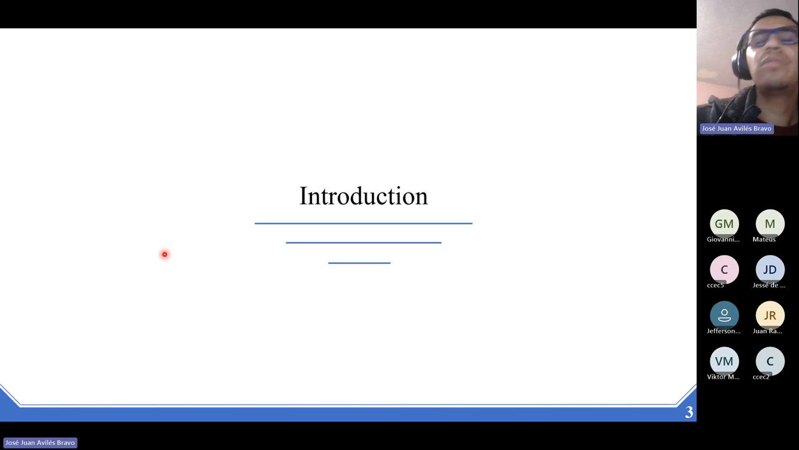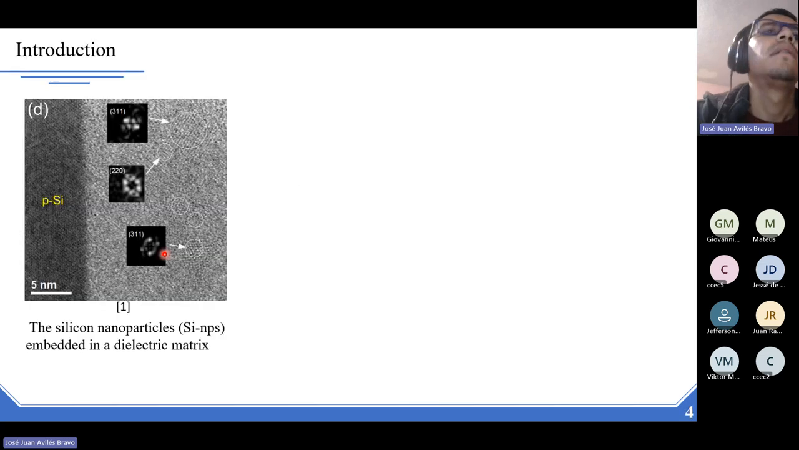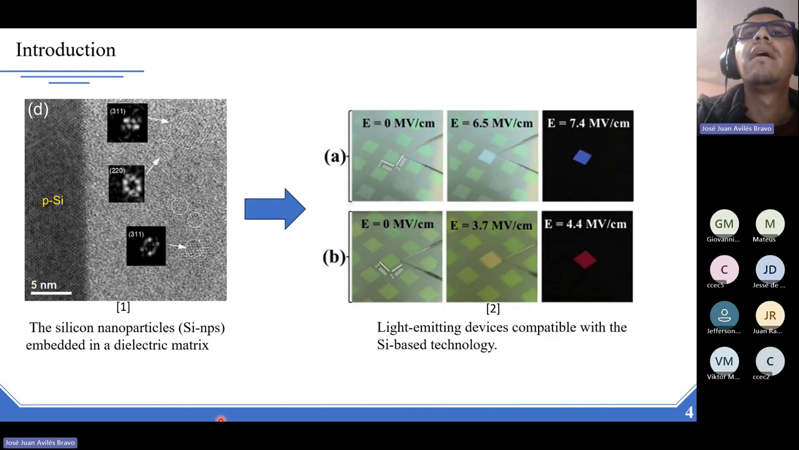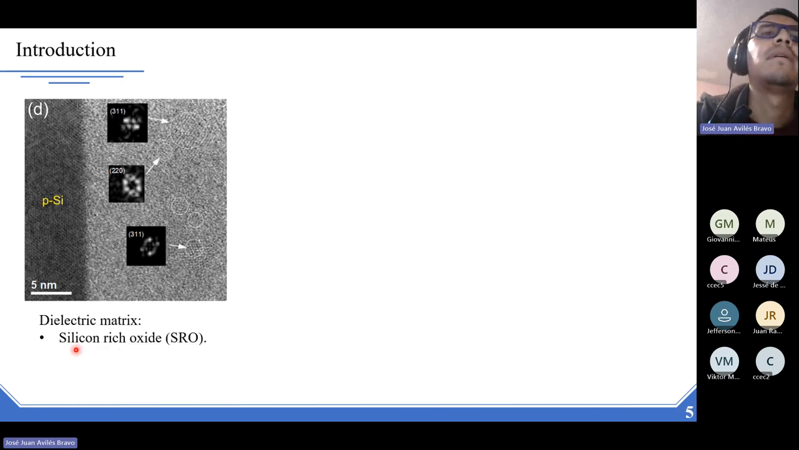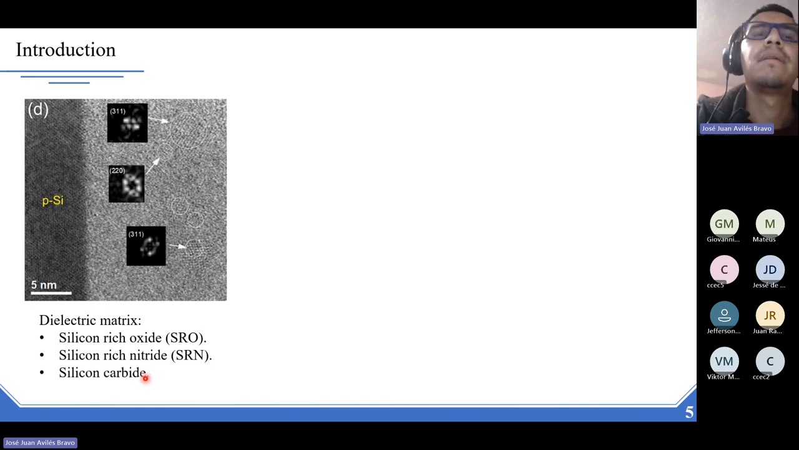So, the introduction. Silicon nanoparticles embedded in the dielectric matrix have become an excellent alternative for developing light-emitting devices compatible with silicon-based technology. These devices were obtained using different dielectric matrices, such as silicon-rich oxide, silicon-rich nitride, and silicon carbide. In this work, we focus on these two dielectric matrices, silicon-rich oxide and silicon-rich nitride.